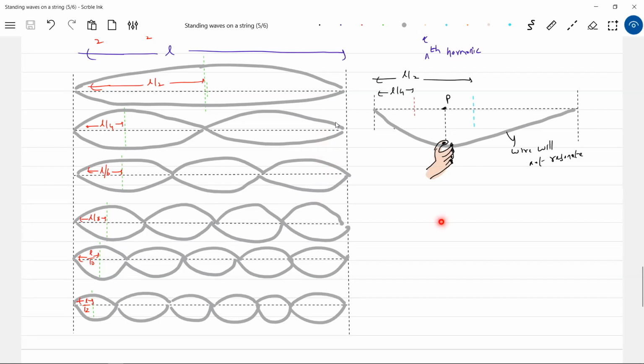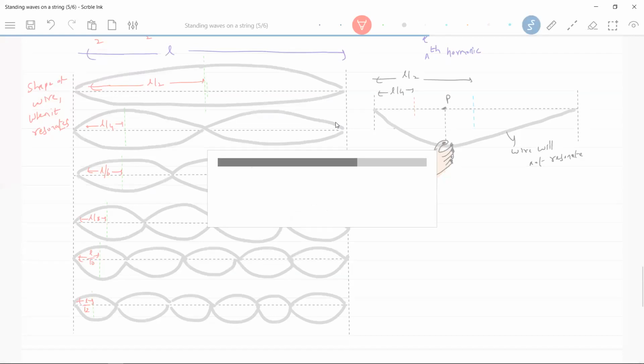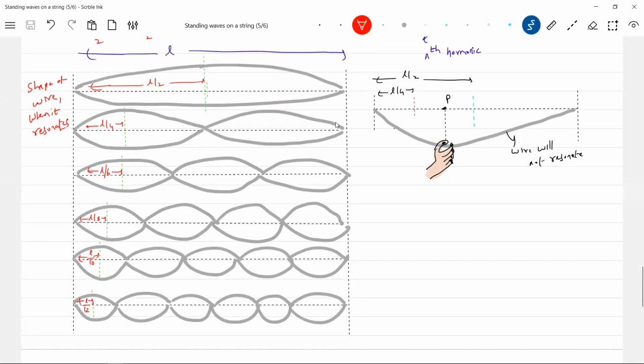Any doubt, if you have, you can ask. So I'll write down the resonant shape of the wire when it resonates. I think you look at him, he has asked a question about what I am explaining.